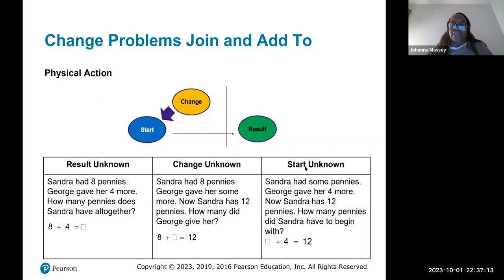Okay. And then the last one, start unknown. Sandra has some pennies. She started off with some pennies, right? George gave her 4 more. We don't know how much she started with, but George gave her 4 more. Now Sandra has 12. How many pennies did Sandra have to begin with? So we have a start, we don't know, but we know the change is 4. Given change, given 4, we're changing things. And now we got 12. So we're looking at some type of physical action happening.